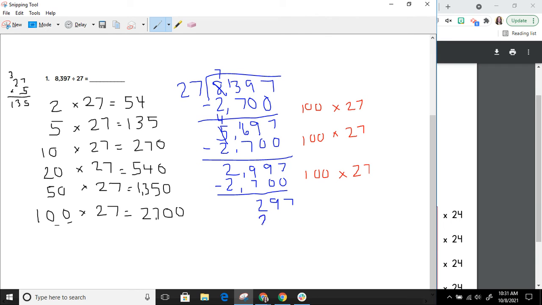I'm going to put the answer to the math fact down, 270. And I'm going to subtract. And 7 minus 0 is 7. 9 minus 7 is 2. And now I'm at 27.